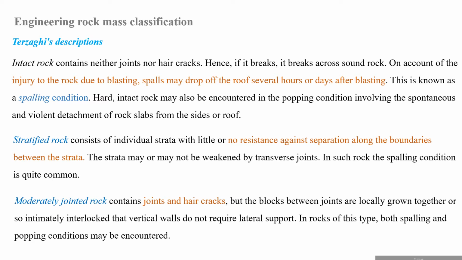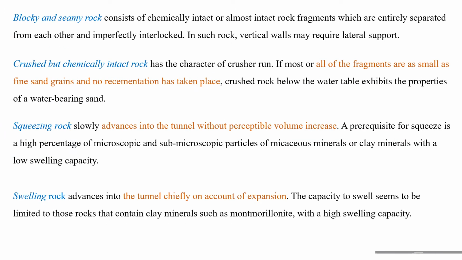Engineering rock mass classification. Terzaghi's descriptions. Intact rock contains neither joints nor hair cracks. If the rock is injured due to blasting, spalls may drop off the roof several hours or days after blasting. This is known as spalling condition. Stratified rock contains no resistance against separation along the boundaries between the strata. Moderately jointed rock contains joints and hair cracks.